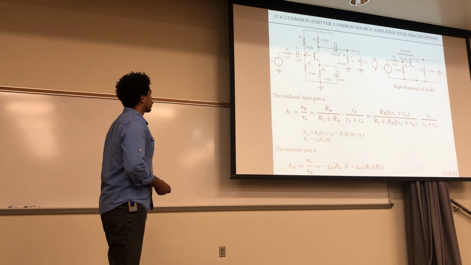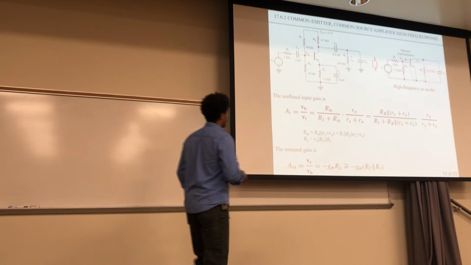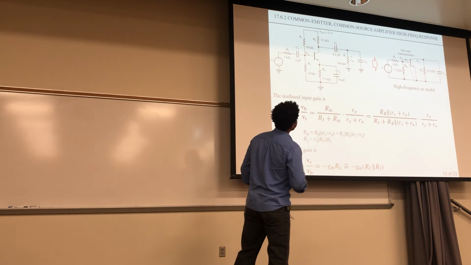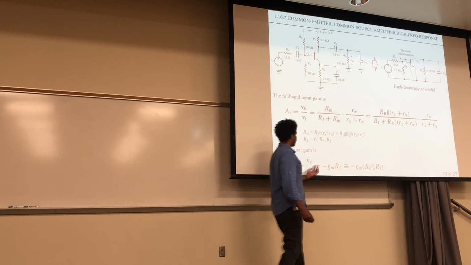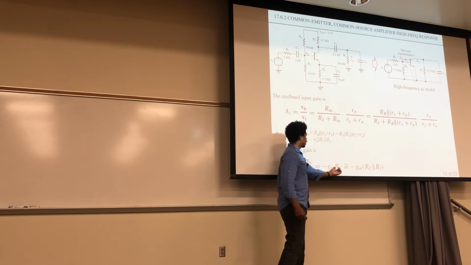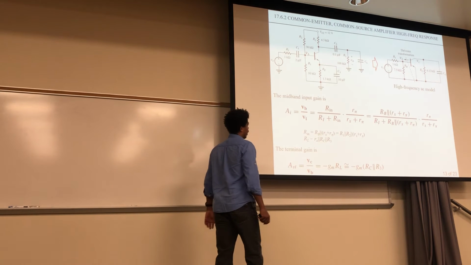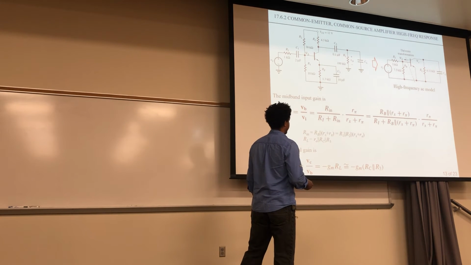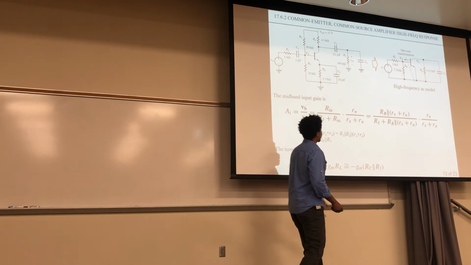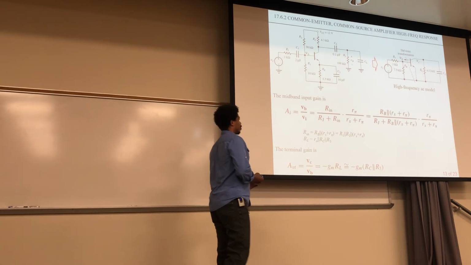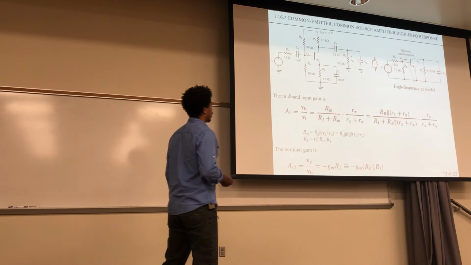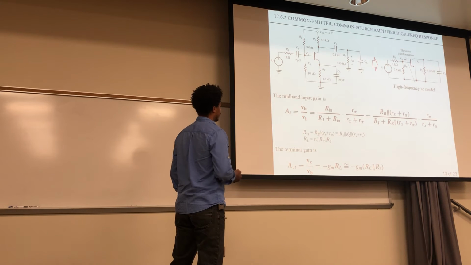Okay, and so the terminal gain is just VC over VB. Here's VC, here's VB, and we've seen before that this is negative transconductance times RL, and you can estimate it to be like this if you assume that R0, the output resistance, is going to be pretty high.